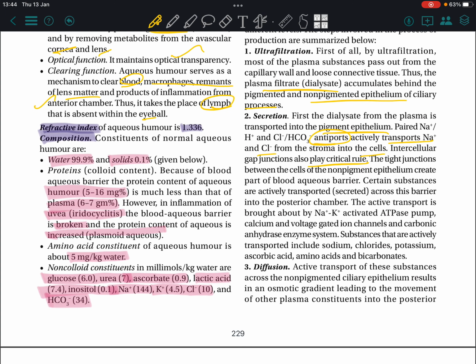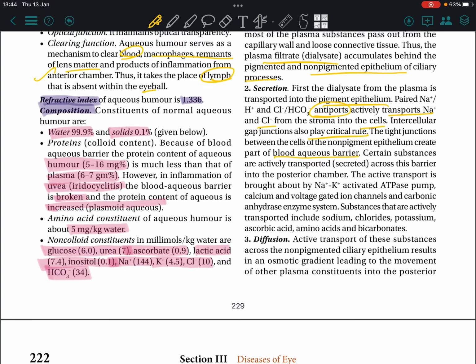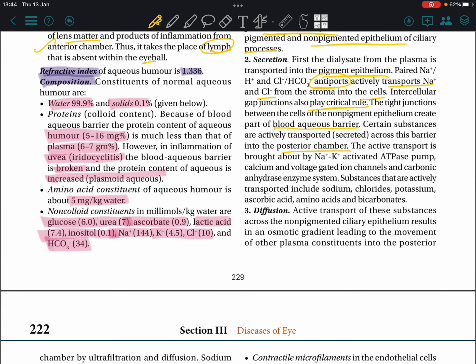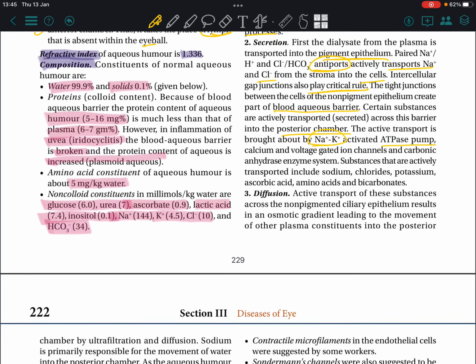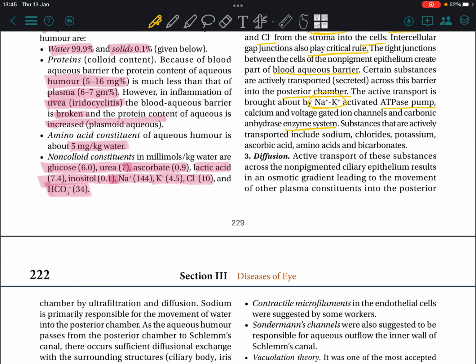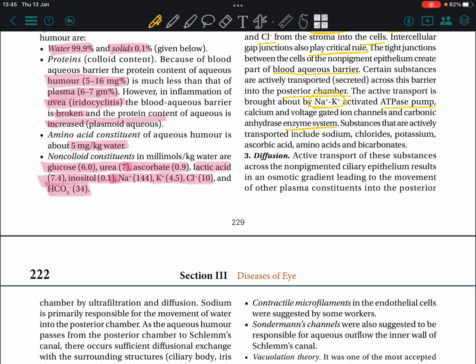Tight junctions between cells of the non-pigmented epithelium create part of the blood aqueous barrier. Certain substances are actively transported across this barrier into the posterior chamber. The active transport is brought about by the Na+/K+ activated ATPase pump, calcium and voltage gated ion channels, and the carbonic anhydrase enzyme system. Substances that are actively transported include sodium, chloride, potassium, ascorbic acid, amino acids, and bicarbonate.